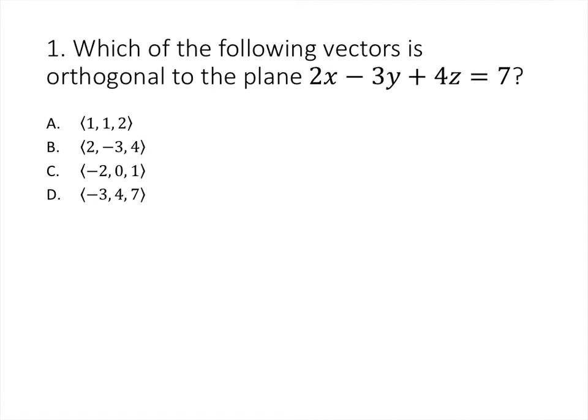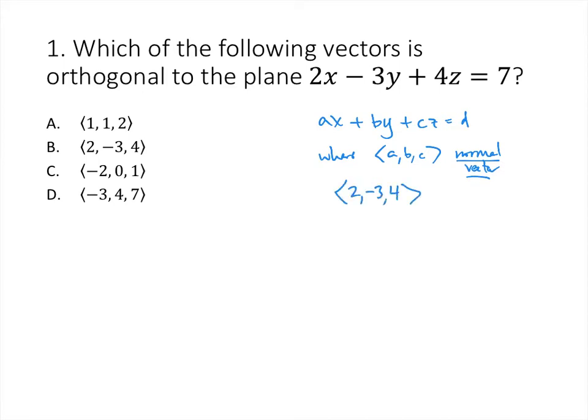Now what we have to do for this problem is remember that the general form for a plane is ax plus by plus cz equals d, where the vector a, b, c is the normal vector. And that's the vector that's perpendicular to the plane. So a vector that's going to be orthogonal to that plane is going to be some multiple of the vector 2, negative 3, 4. So it could be that vector exactly, or it could be any scalar multiple of that vector. And immediately we should be able to see that option B is that vector, and so that's one of the many normal vectors that we could use.